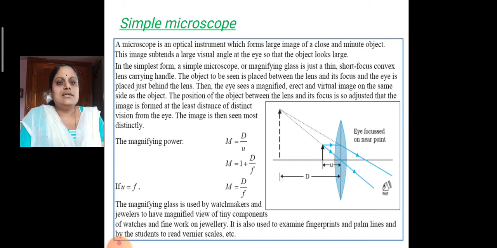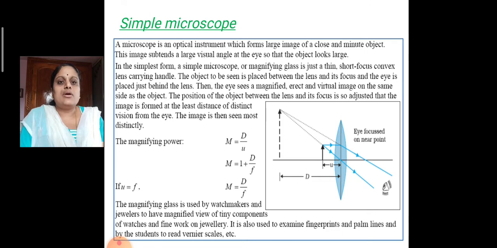The object to be seen is placed between the lens and its focus, and the eye is placed just behind the lens. Then the eye sees a magnified, erect and virtual image on the same side as the object. The position of the object between the lens and its focus is so adjusted that the image is formed at the least distance of distinct vision from the eye. The image is then seen most distinctly.